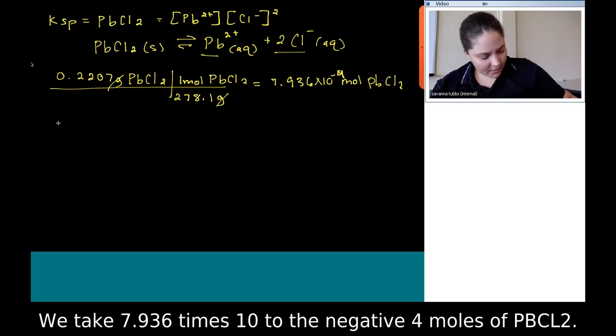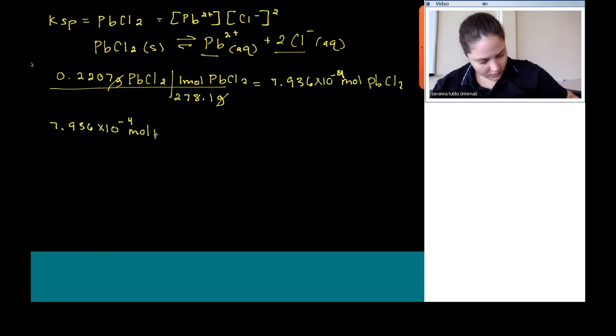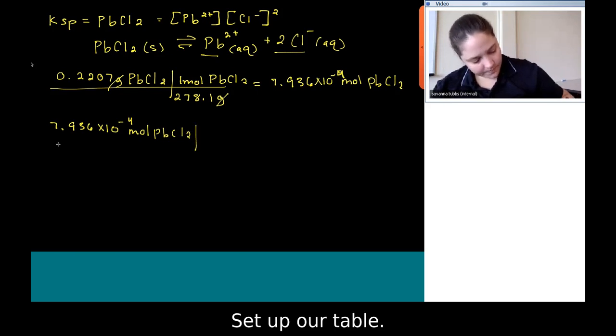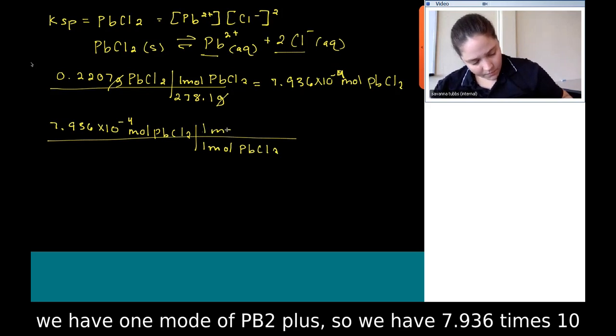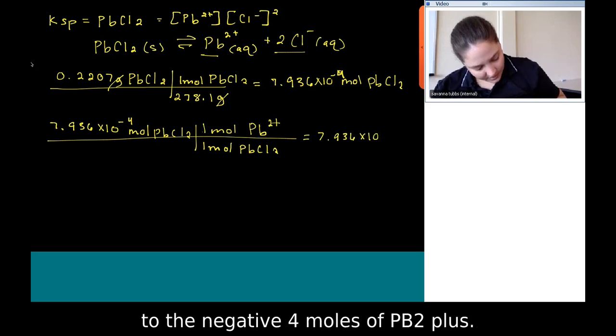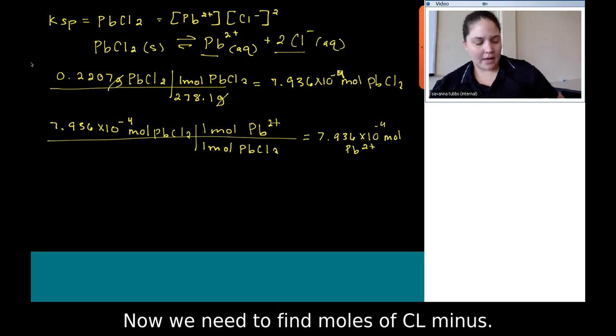So we take 7.936 times 10 to the negative 4 moles of PbCl2, set up our table, and for every, let's do Pb first. So for every 1 mole of PbCl2, we have 1 mole of Pb2+. So we have 7.936 times 10 to the negative 4 moles of Pb2+. And now we need to find moles of Cl-.